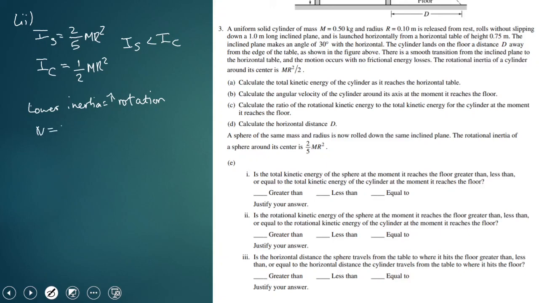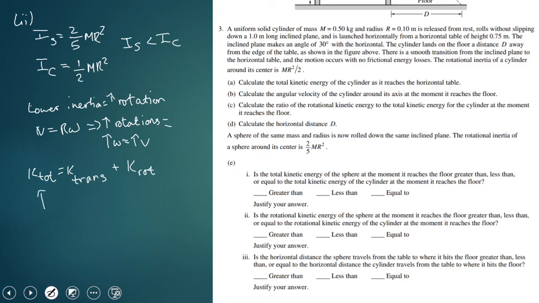up rotation by the definition of inertia. We also know that v is equal to R omega because we're rolling without slipping. So up rotations equals up angular speed, which is equal to up linear speed. Now we know that our K total is equal to our K translational plus K rotational.